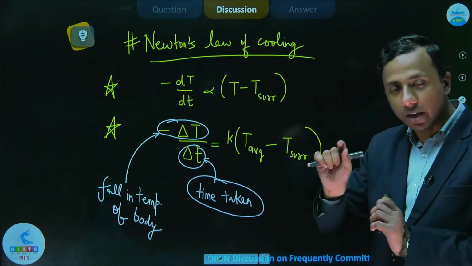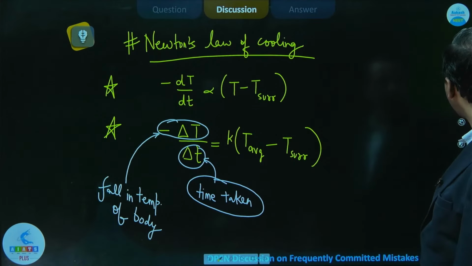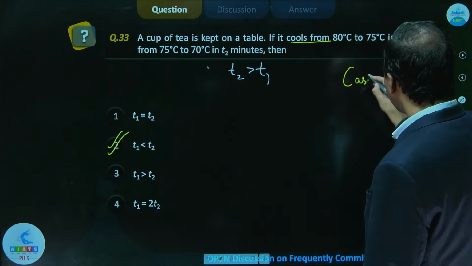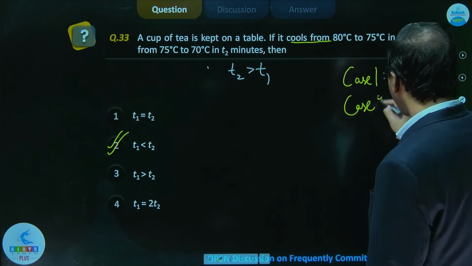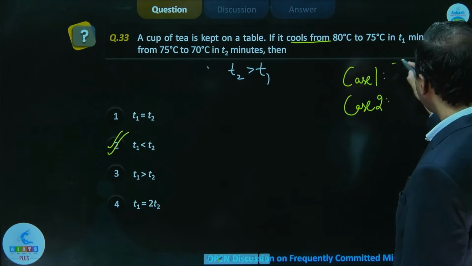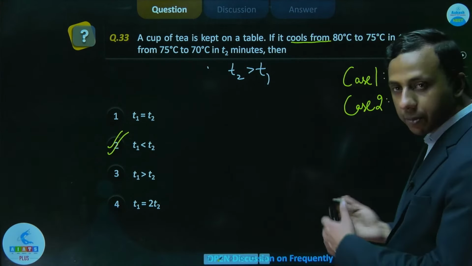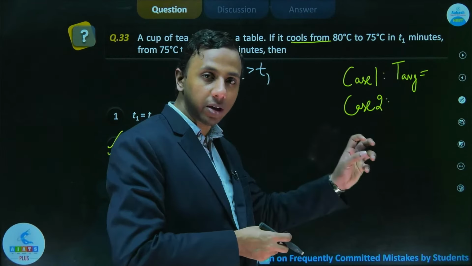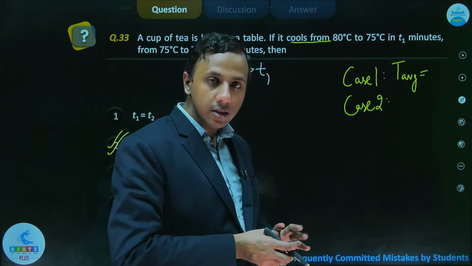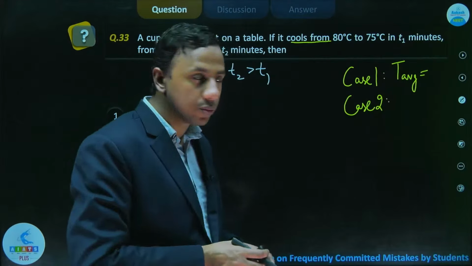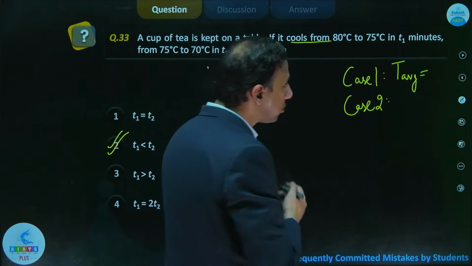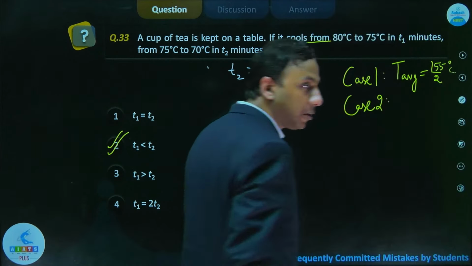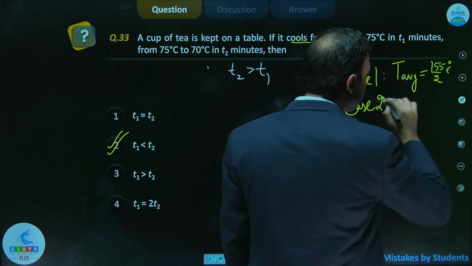In the first case, case 1 and case 2. In case 1, what is the T average? Remember, I am talking about the T average we will use for that formula. And T average is how much? The average temperature of body. It is cooled from 80 to 75, right? So average temperature is (80 plus 75) by 2. 80 plus 75 is how much? 155 by 2. I'm writing it in fraction form only for now. If you want, you can convert it into decimal form. No problems.